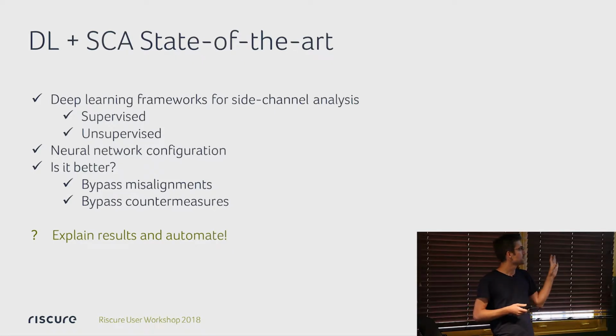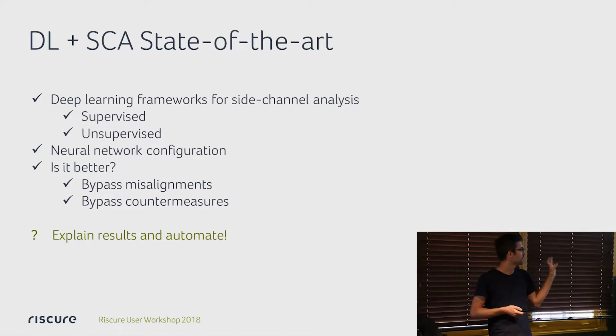And basically what we see people developing and proposing is supervised and unsupervised learning, of course, the two fields of machine learning. And we already know how to configure neural networks. This is more or less clear. And we have already answered questions like whether it's better or worse than other methods, and whether it is worth investing in. It's proved that it can bypass countermeasures and misalignments. So it's strong enough to be considered.